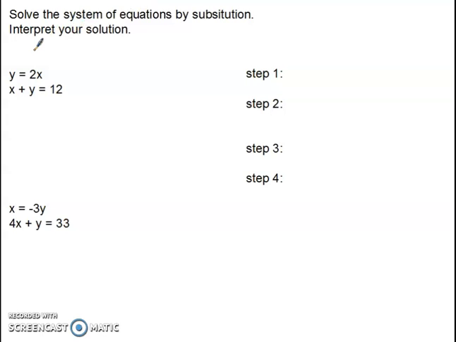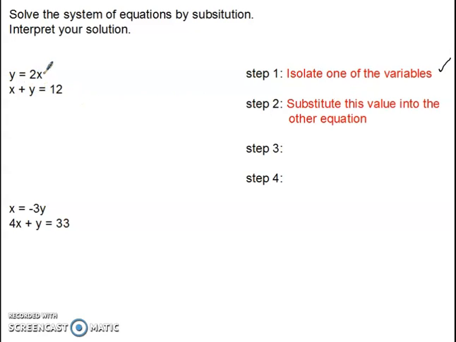In these examples, we are going to go through the same process, but at the end, we're going to need to do a little bit more work to solve for our other variables. So step 1, make sure one of your variables is isolated. Here, y is alone, so I can go ahead and move on to step 2, which is to substitute this value into the other equation. So in my other equation, everywhere I see a y, I'm going to put a 2x. So x plus y is equal to 12, but y is actually 2x. So x plus 2x equals 12, 3x is equal to 12, which means that x has to be 4.